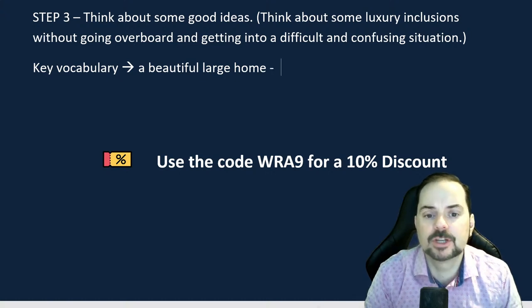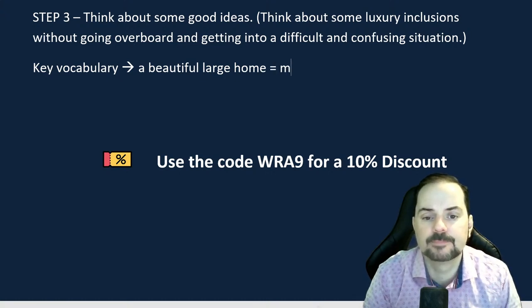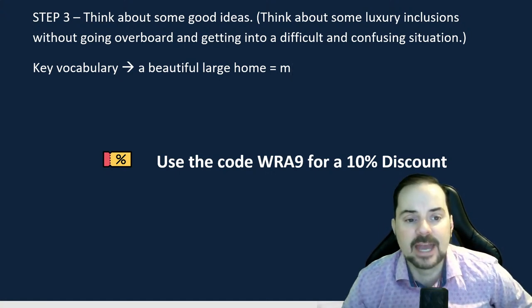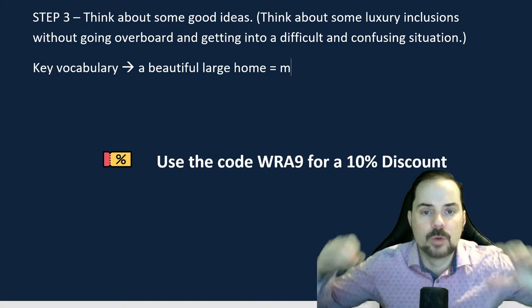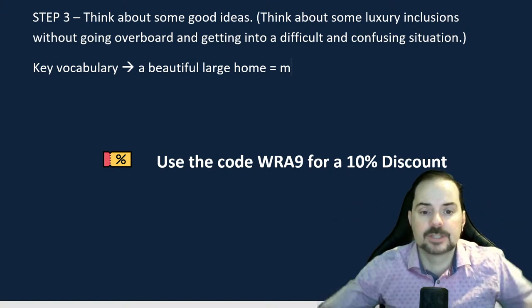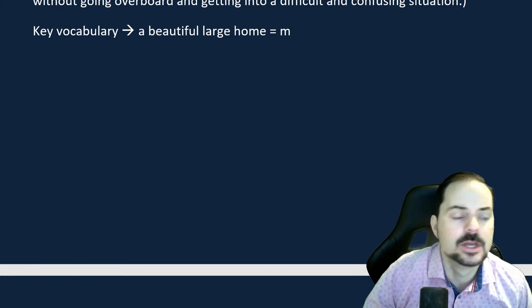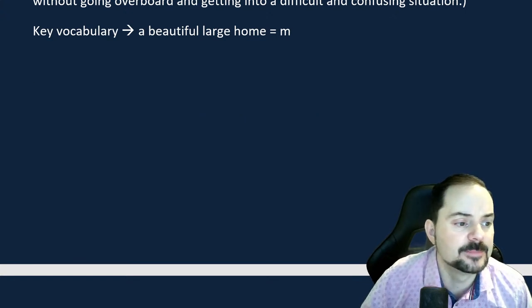Okay, a beautiful large home. Starts with an M. Okay, let's build this vocabulary. So we want to visualize this home, right? So what I'm going to visualize here, everybody, is a beautiful home.